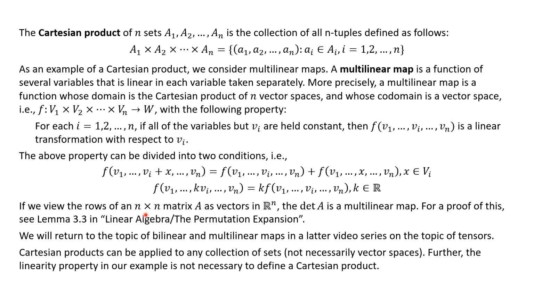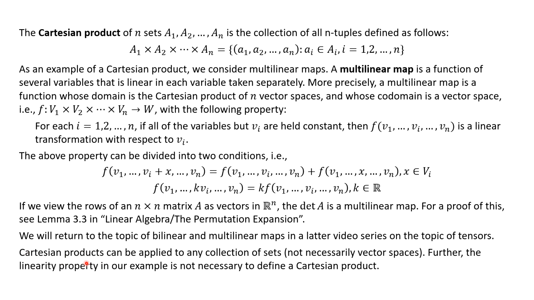If we view the rows of an n by n matrix as vectors in Rn, the determinant of A is a multilinear map. So we can think of V1 as the first row and V2 as the second row and so forth. And then W would just be R, since the determinant maps to the real numbers. And I'll give you a reference to a proof of that. We'll return to this topic of bilinear and multilinear maps in a later video series on tensors. I haven't made that series yet, but it's in a book I've written, so I intend to do that.